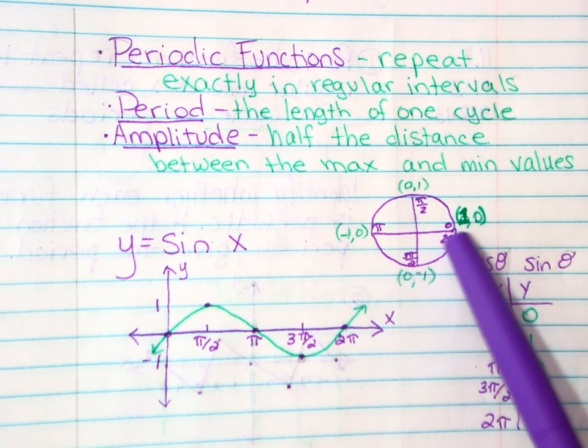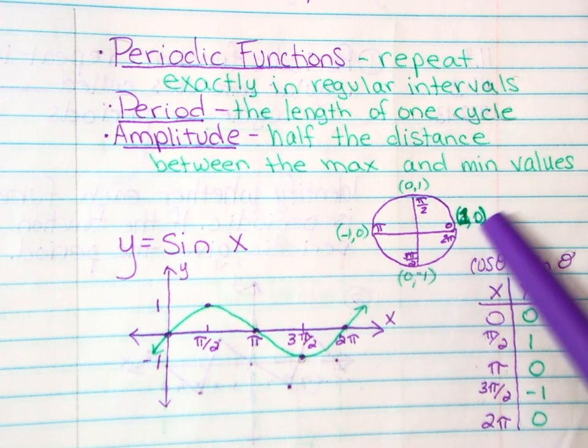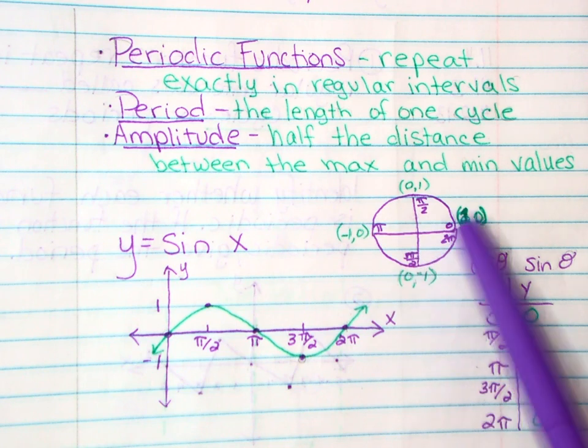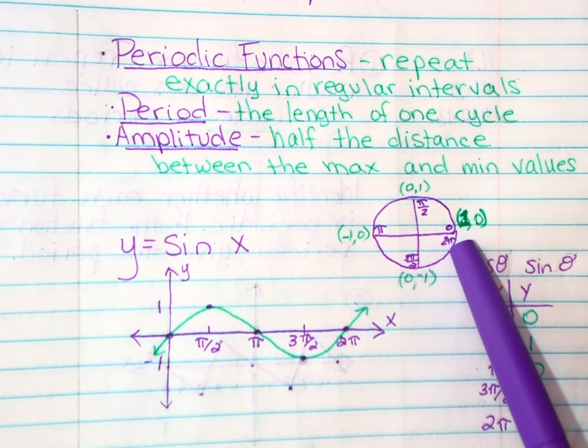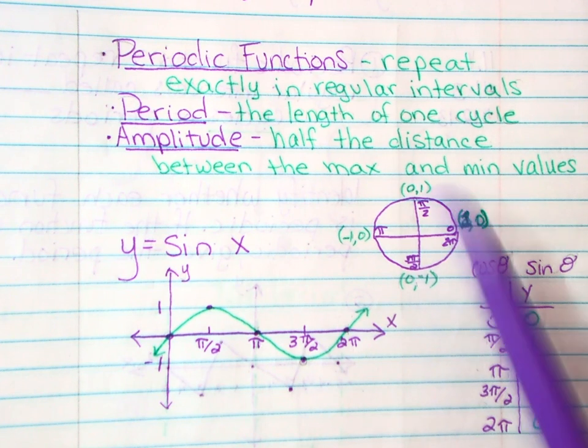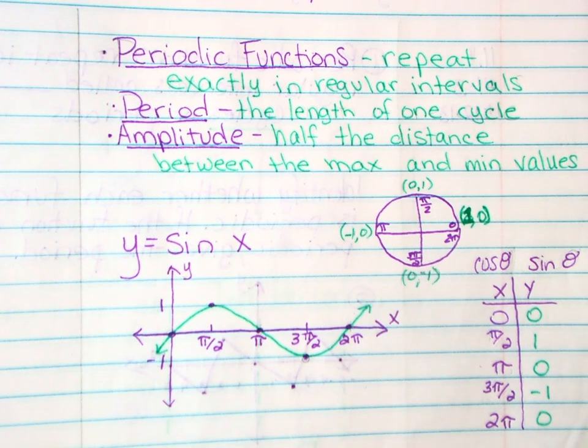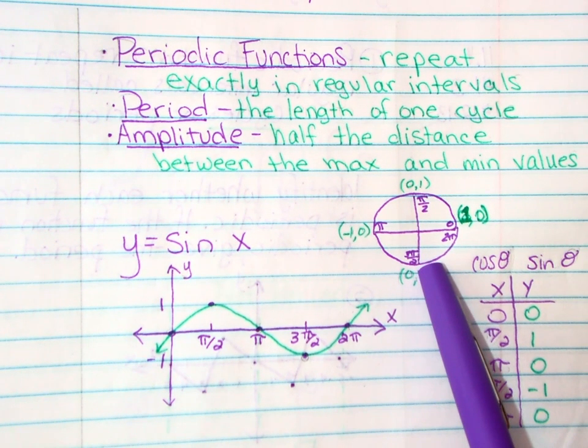I also put radians in here. So 0 radians is here. Halfway around the circle is pi. All the way around is 2 pi. Okay, half of a pi is pi over 2. And then this is 3 pi over 2.